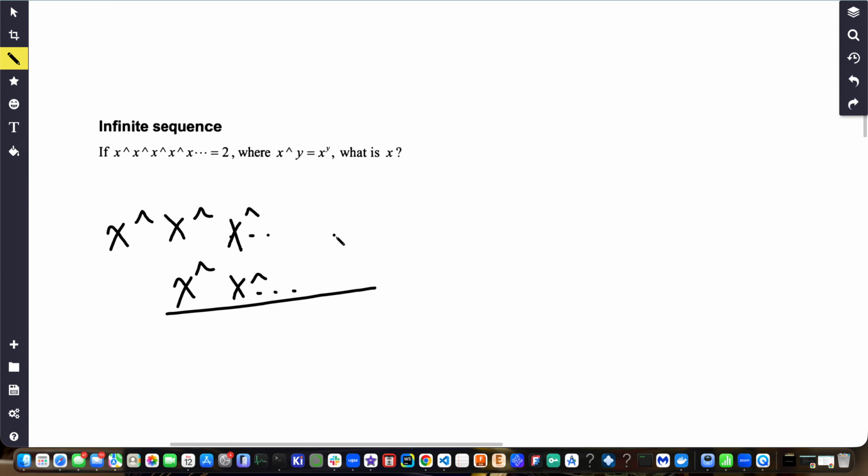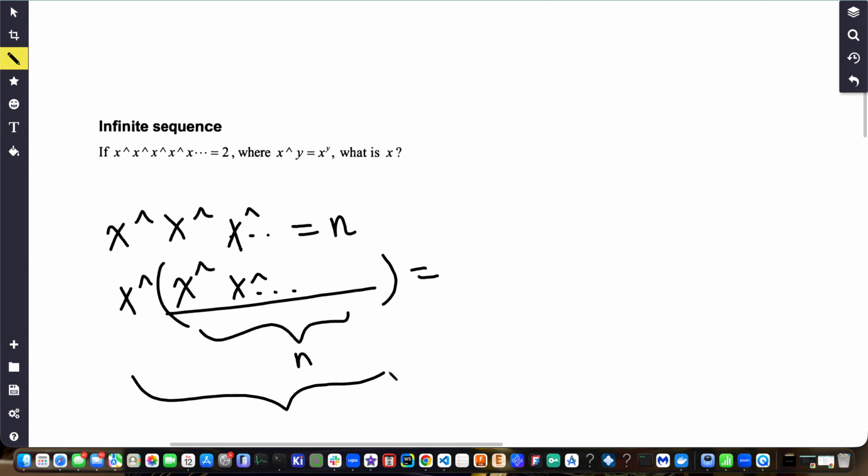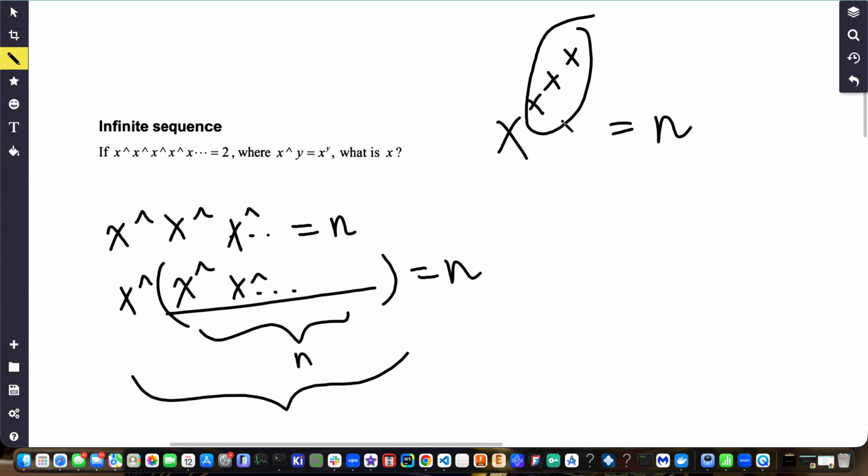So if we took advantage of this observation, what we can say is define this sequence to be n. Well, then we can just say x to the parentheses of this sequence. Well, this sequence is n, but this entire sequence is also n. So like you see the nested structure of this kind of problem. So if I illustrate this again, that's x to the x to infinity. Call this n. Well, if we define it like this and it goes to infinity, then this right here in the exponent is also n.